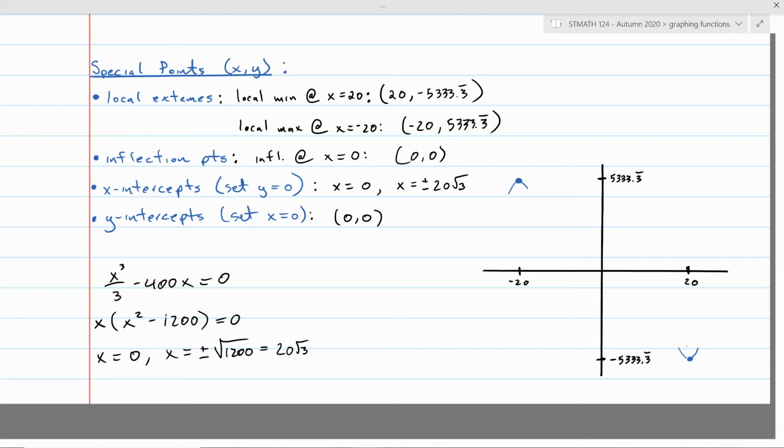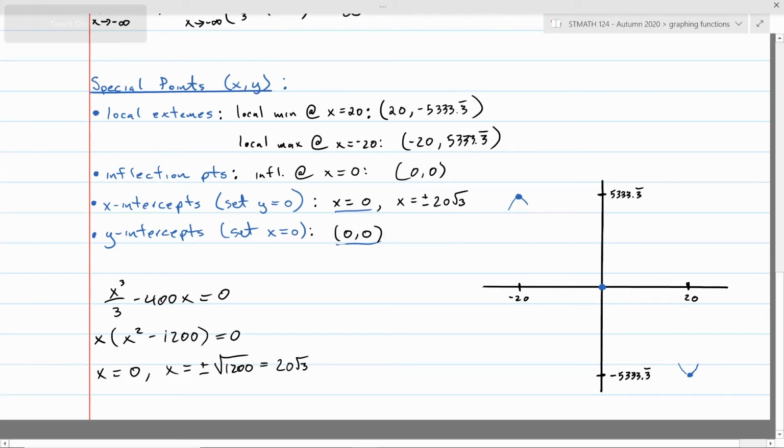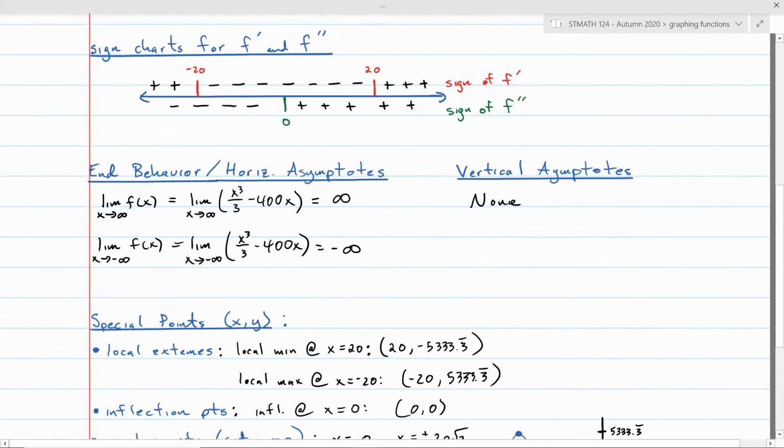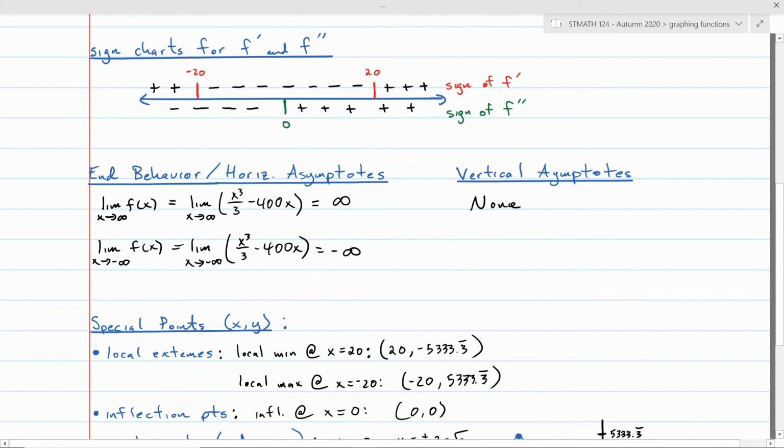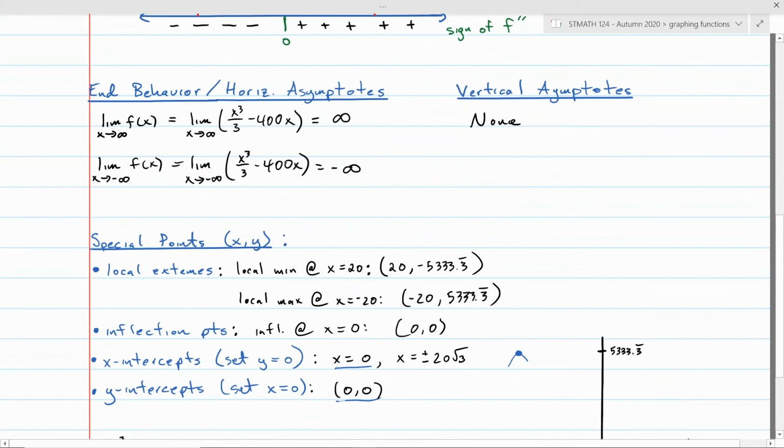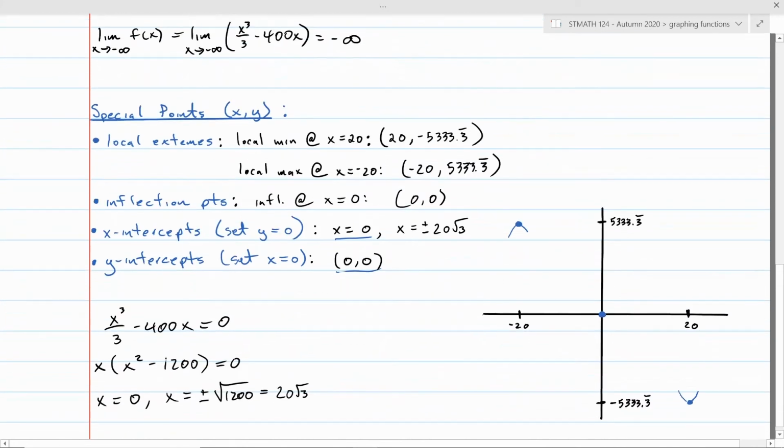Now I know that the graph goes through the origin because that's the y-intercept. It's also one of the x-intercepts. And it's also an inflection point. And in fact, if we go back up here and look at the sign chart for the second derivative, we see to the left of 0 it's concave downward, and then to the right it's concave upward. So I think I'm starting to get a pretty good sense of what's going on with this graph. So let me erase these little bits of the graph here so I can get a little bit more accurate of a picture.